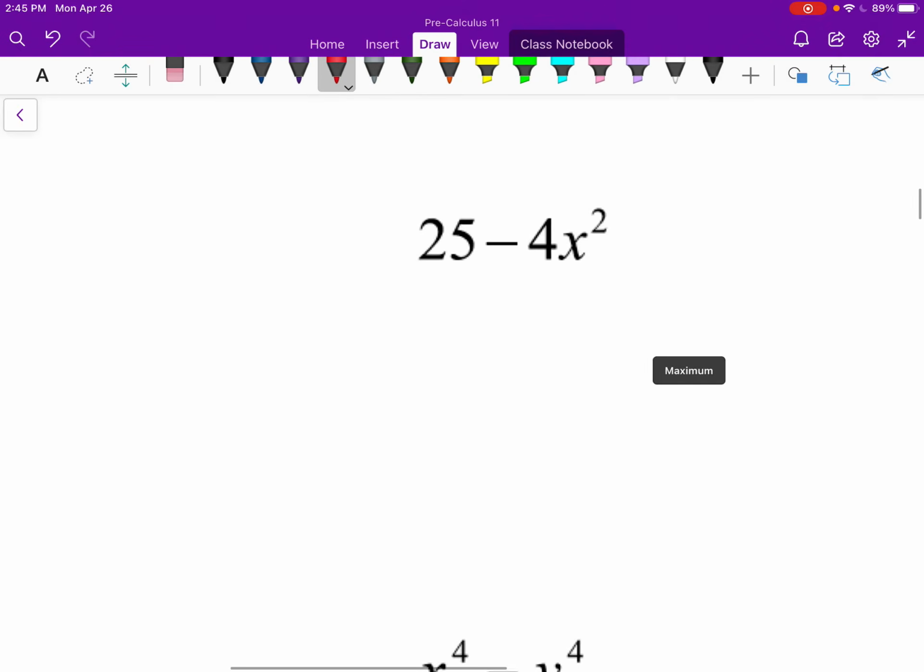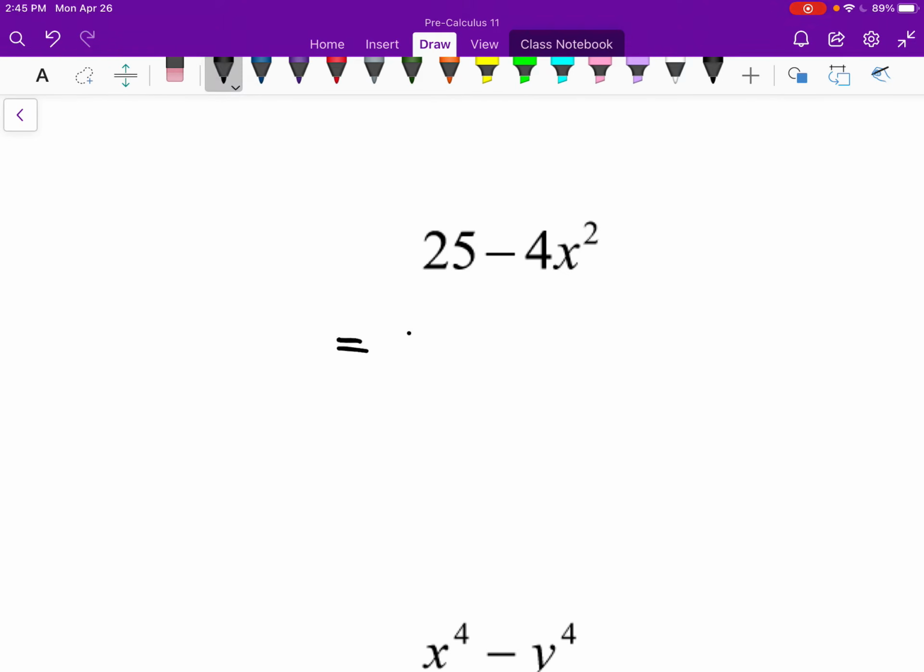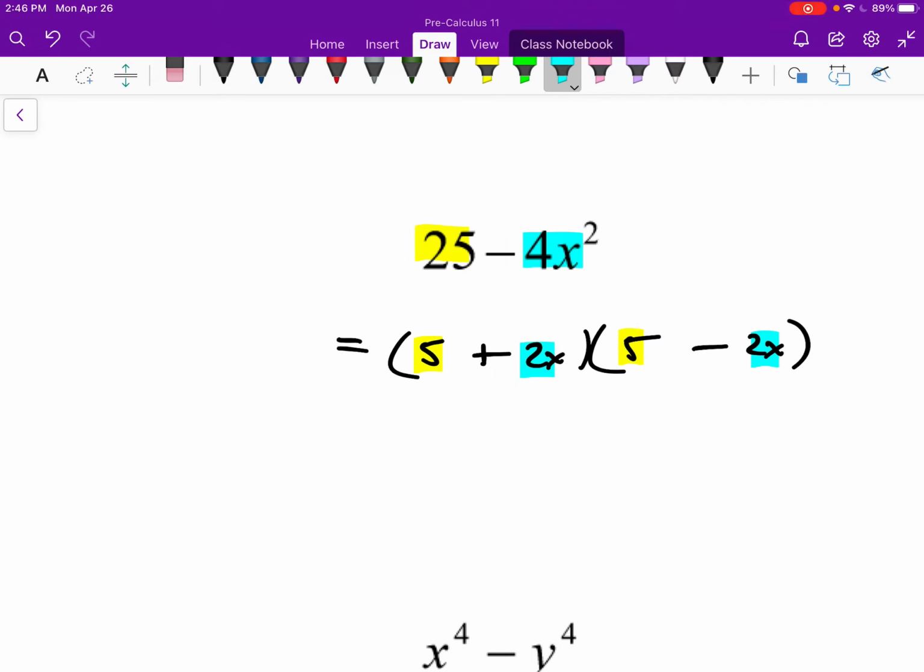And so looking over here, hopefully it's nice and quick. 25 is a perfect square. 4x squared is a perfect square. And so my two factors must be one plus and one minus: 5 plus 2x, and 5 minus 2x. Again, really, really quick, if you notice that you have perfect squares.